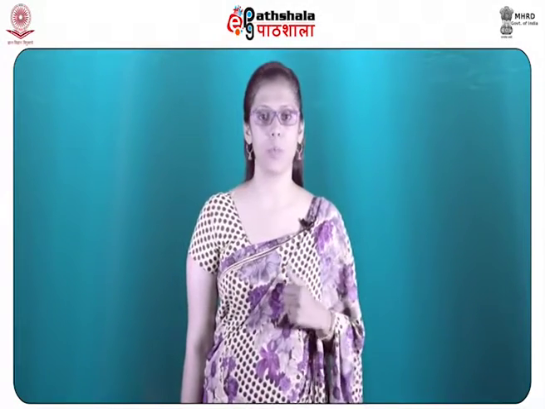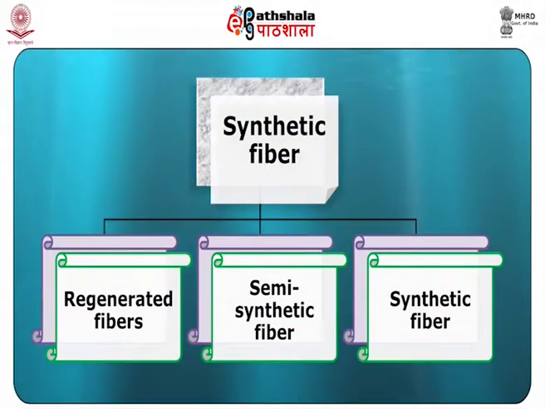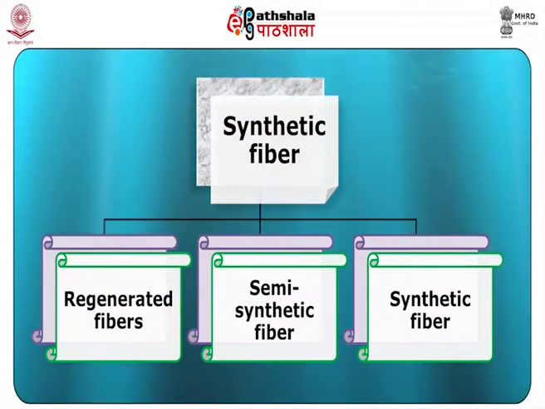Some of the fibers are made from plant cellulose. They are called cellulose fibers. These fibers, also known as chemical fibers, are the fibers whose chemical composition, structure and properties are considerably altered in the course of the manufacturing process. Now next is the synthetic fiber, which is classified into regenerated fiber, semi-synthetic fiber and synthetic fiber.